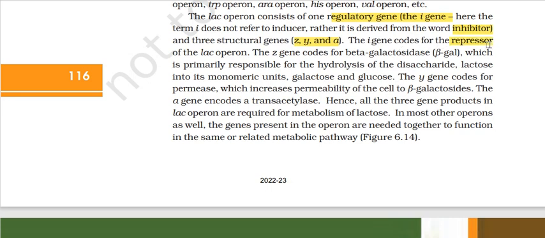The Z gene codes for beta galactosidase, which is primarily responsible for the hydrolysis of the disaccharide lactose into its monomeric units. ये हमें पता है, बीटा गैलेक्टोसिडेज क्या करेगा, गैलेक्टोज और ग्लूकोज में तोड़ेगा लैक्टोज को. The Y gene codes for permease, which increases the permeability of the cell to beta galactosidases. The A gene, अब A gene क्या है, they encode a transacetylase. Hence all the three gene products in lac operon are required for the metabolism of lactose.